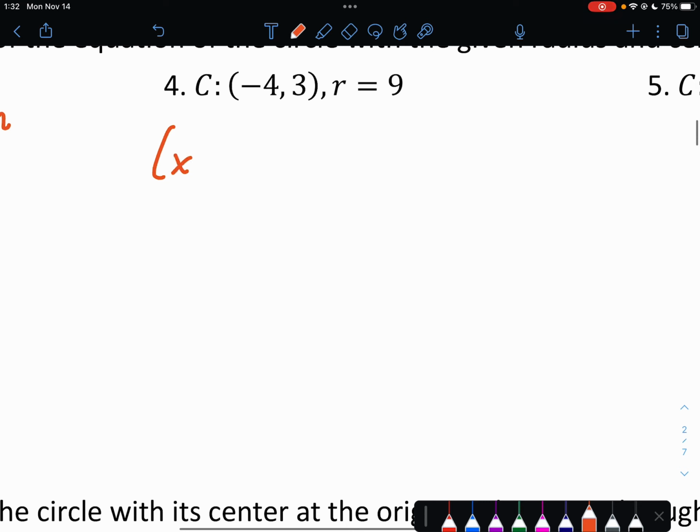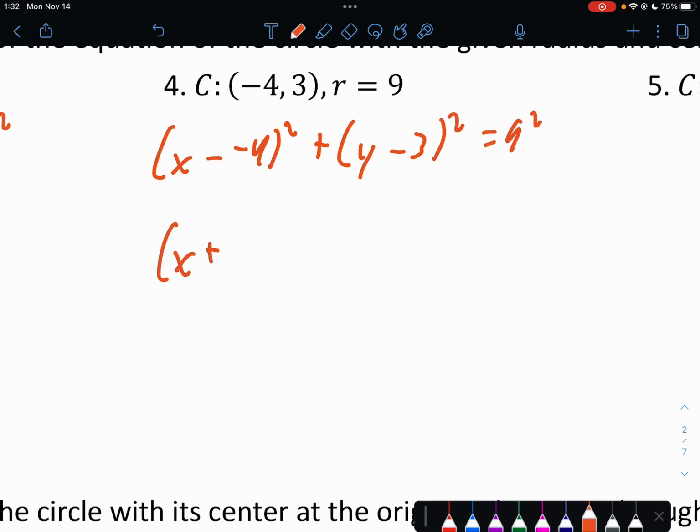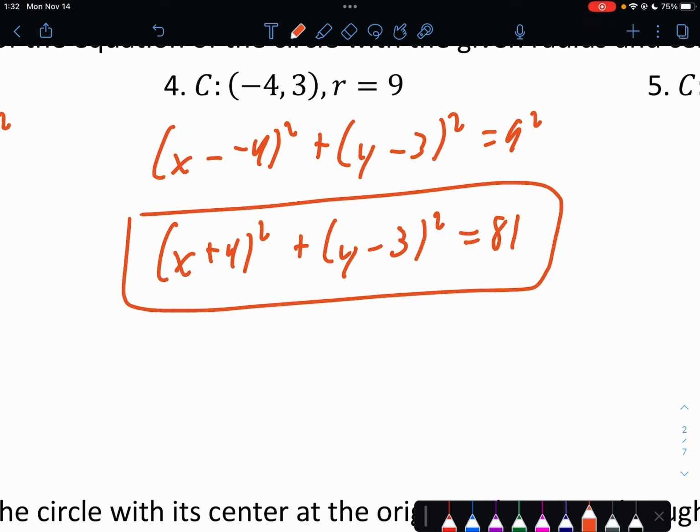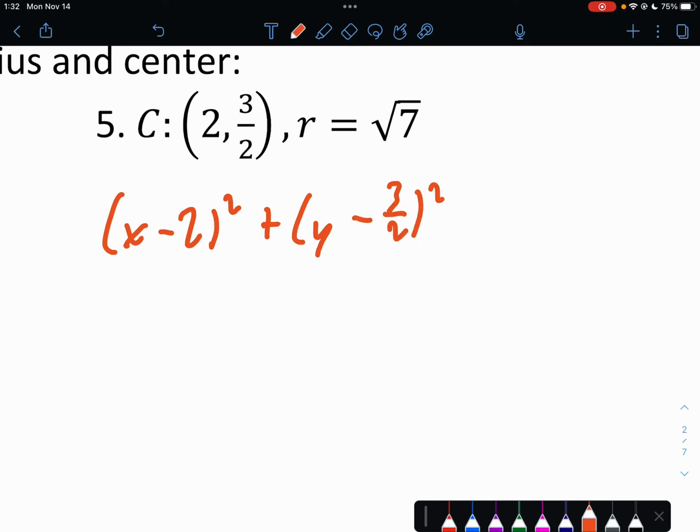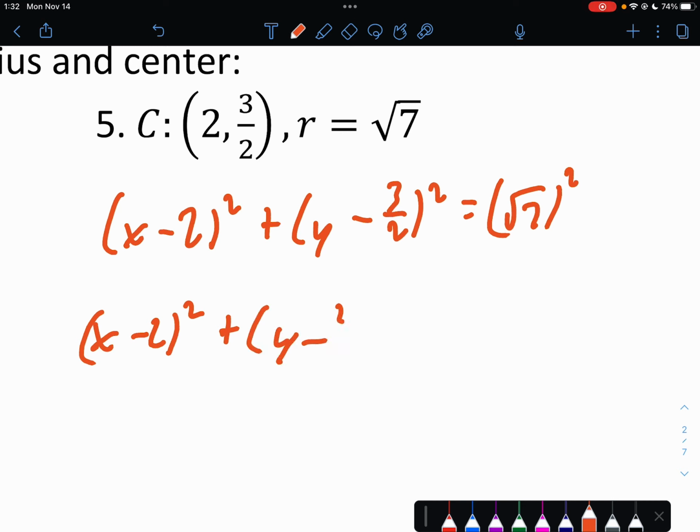Number 4, x minus -4 squared plus y minus 3 squared equals 9 squared would be x plus 4 squared plus y minus 3 squared equals 81. And then 5, so x minus 2 squared plus y minus 3/2 squared equals root 7 squared. But you can do x minus 2 squared plus y minus 3/2 squared equals 7.